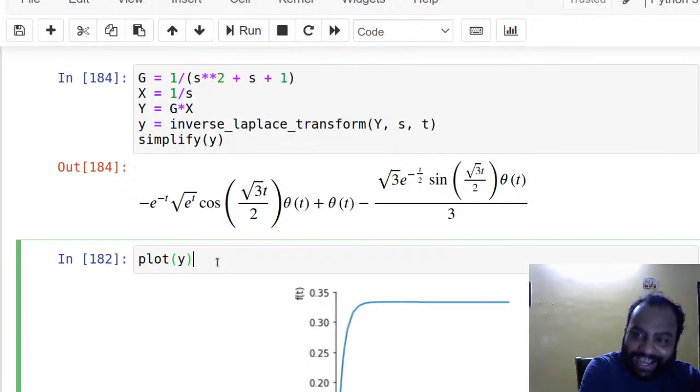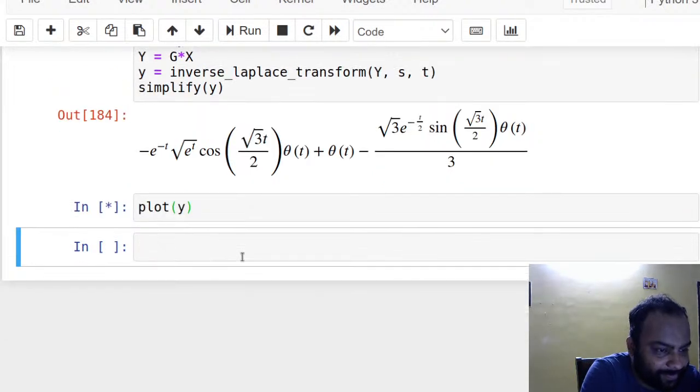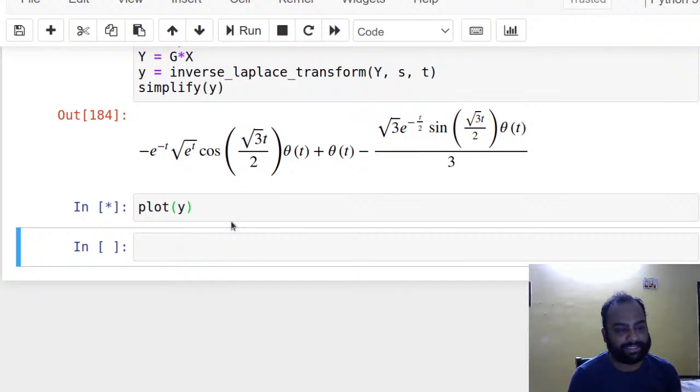Someone is asking, are we going to calculate these sort of things manually? And yes, I'm going to teach you that in the next class. I mean tomorrow. And this is not that difficult. And let's plot it. Let's see what SymPy does for us. And that will be the end of today's discussion.